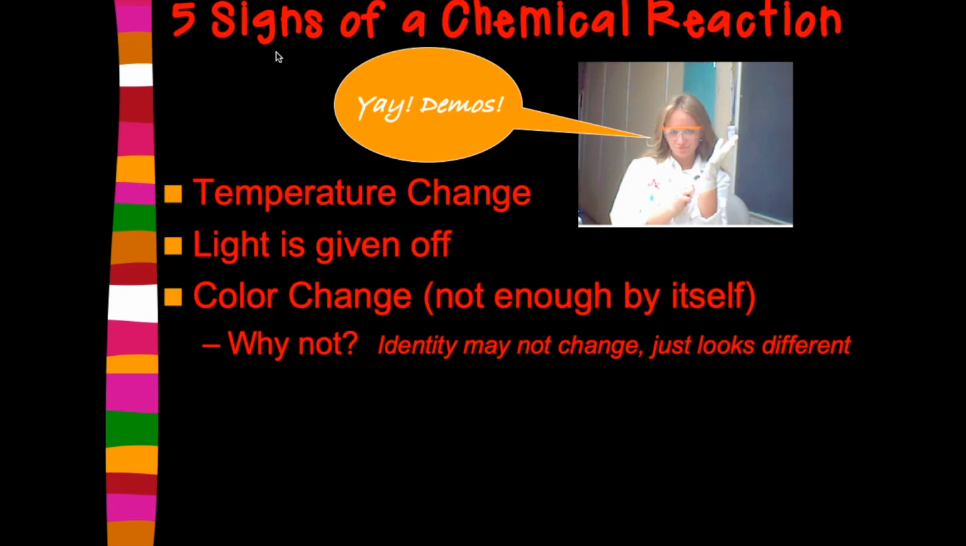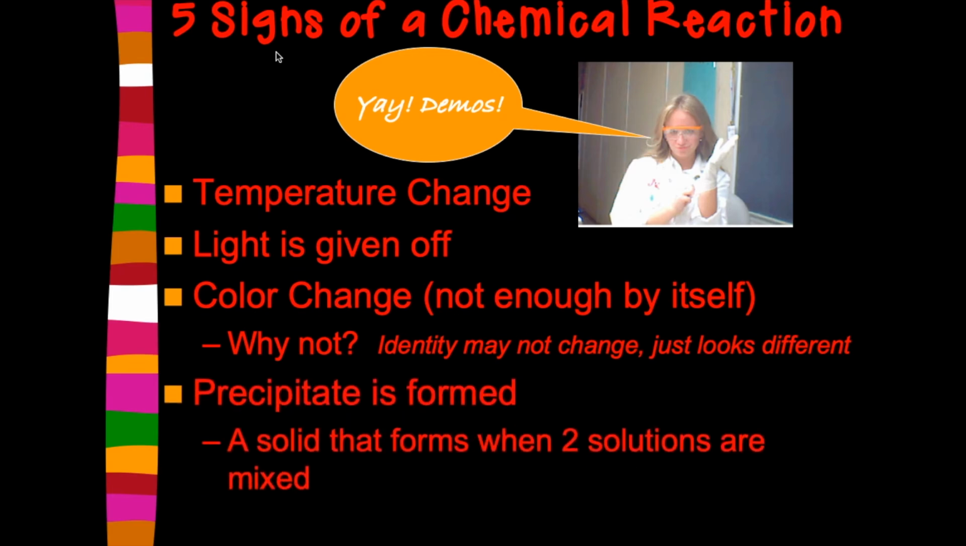So we don't know enough chemistry right now to say a color change by itself is a chemical change. But you saw in the demos that I did, usually color change happens with something else. Like, for example, in the demos, a precipitate was formed. Now, remember that a precipitate is a very specific definition. It's a solid that forms when 2 solutions are mixed.